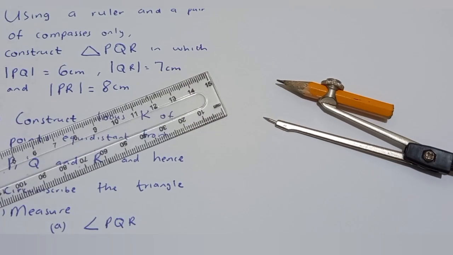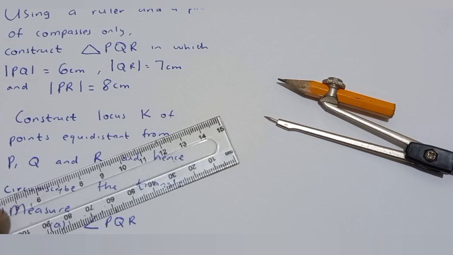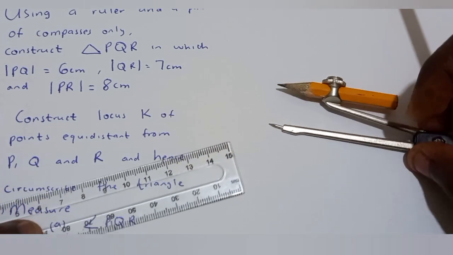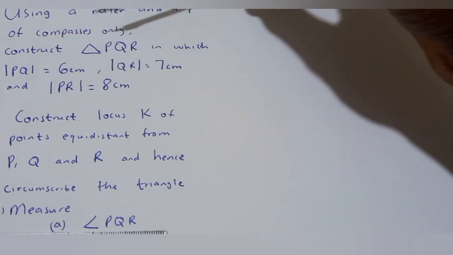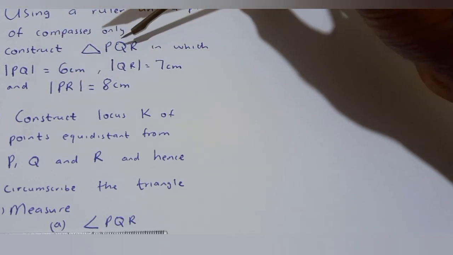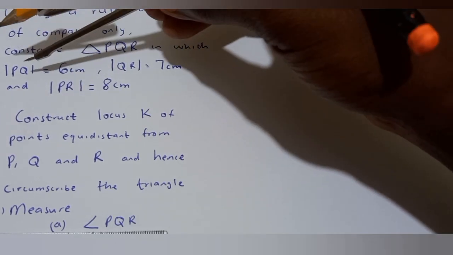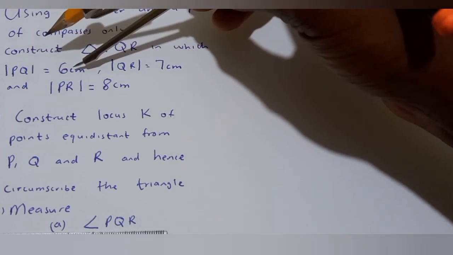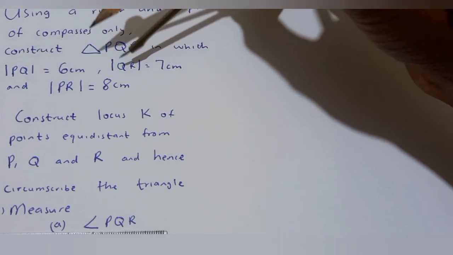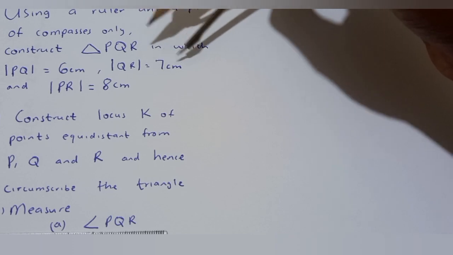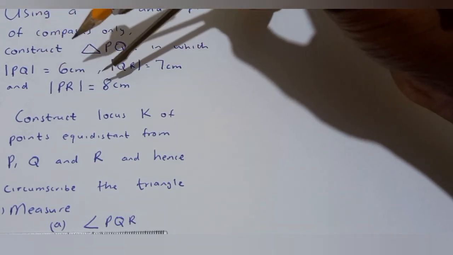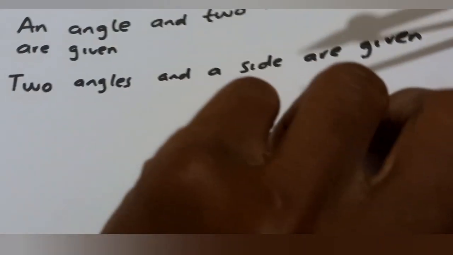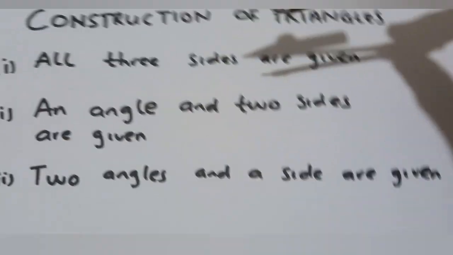In constructing this triangle, we have the distance. So let's read the question. A ruler and a pair of compasses only. Construct triangle PQR in which line PQ is equal to 6 centimeters, line QR is equal to 7 centimeters, and line PR is equal to 8 centimeters. So in here, we know that all three sides are given.